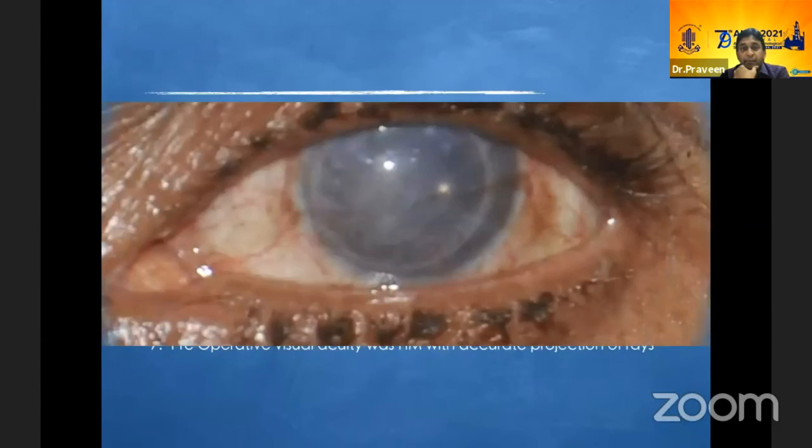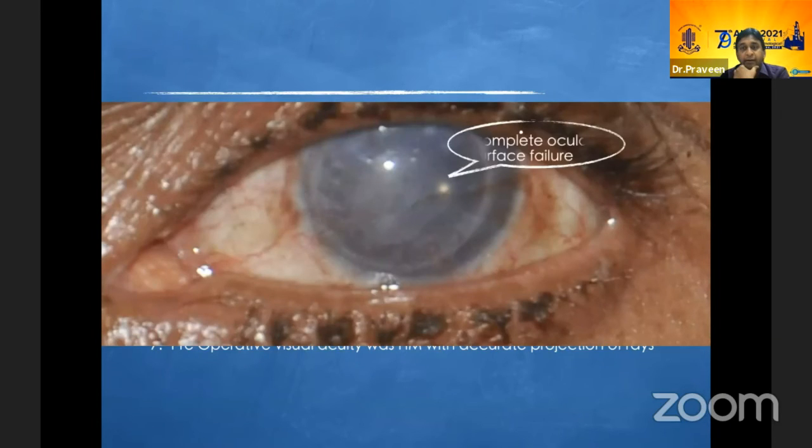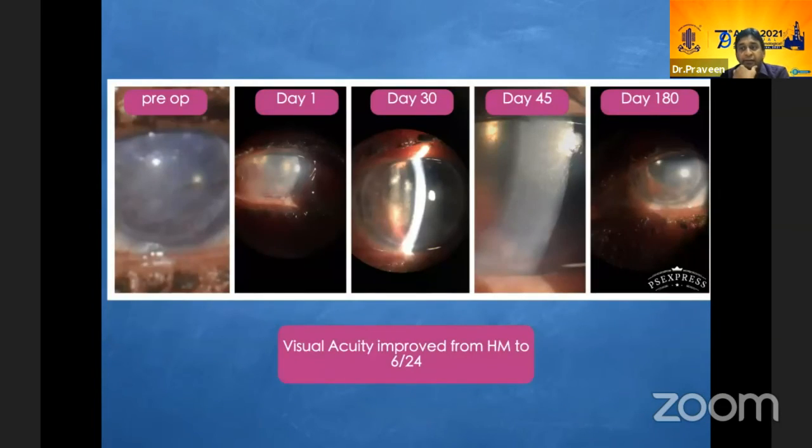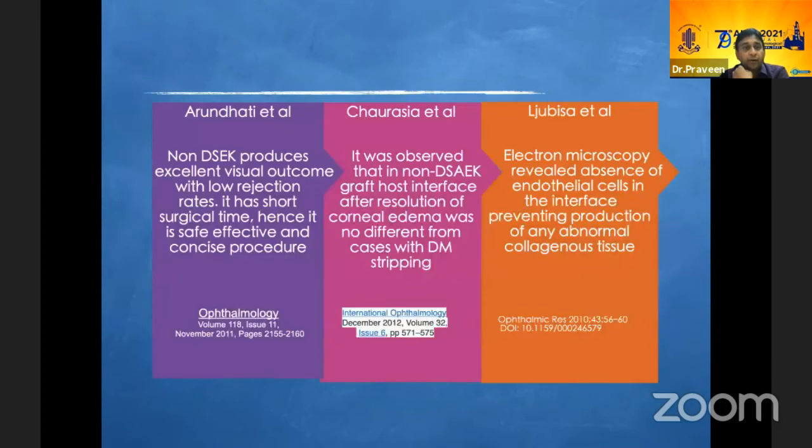This is another case where the patient had a complete ocular surface failure. The same thing was done. And the patient is doing fine for the last 2 years with almost 6/24. The patient improved from hand movements to 6/24. So non-dissect is a very excellent technique and it has been proved in multiple literatures.